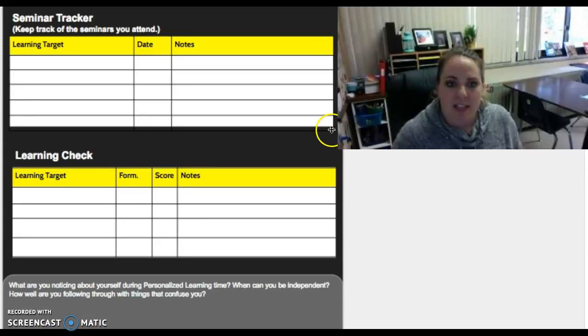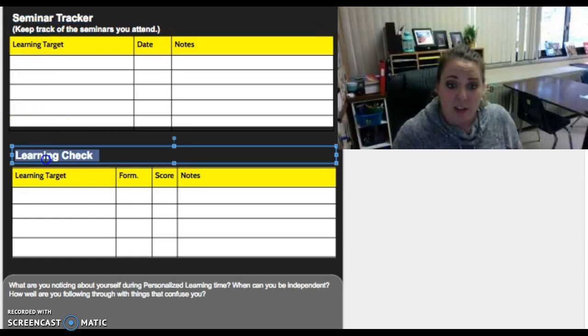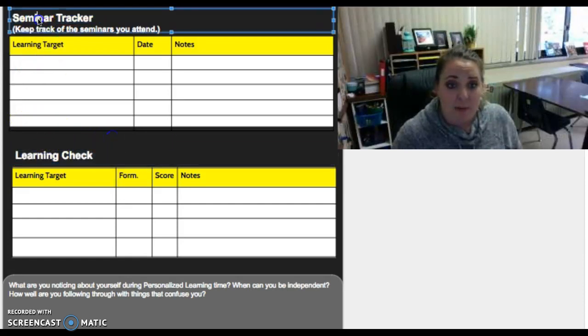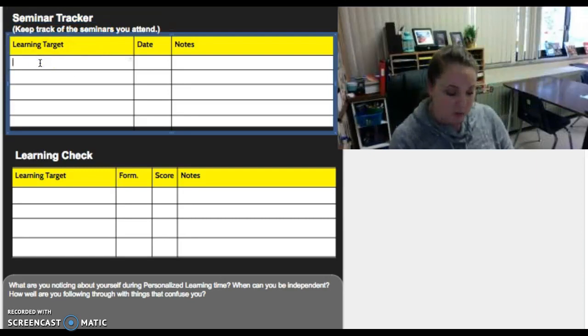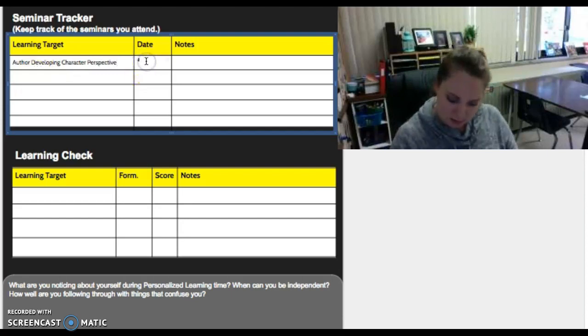And then this next section of the HyperDoc is this seminar tracker and the learning check, okay? And the seminar tracker is where you keep track of any of the seminars that you attend. So if you came to my seminar today, it was about author developing character perspective. And the date was 9/28.